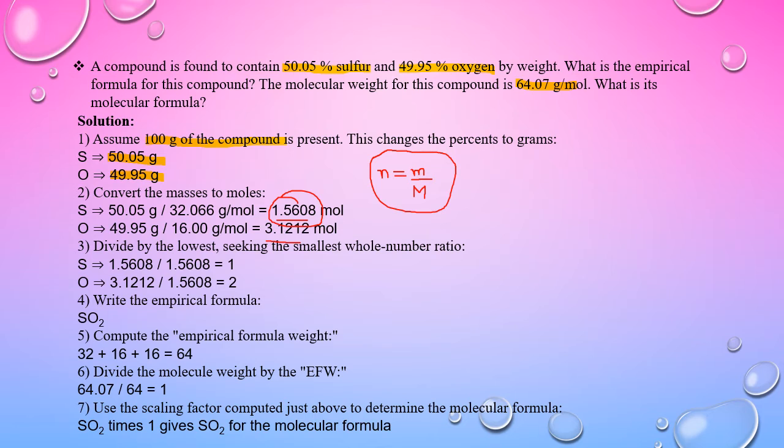Now which one is the smallest among these? So the smallest is 1.5608. We can either take this whole number or we can take 1.5. Now when you divide 3.3 by 1.5, you will obtain 2. Right, the whole number ratio we obtain. So what is the ratio now? S is 1, whereas oxygen is 2. So what will be the empirical formula?